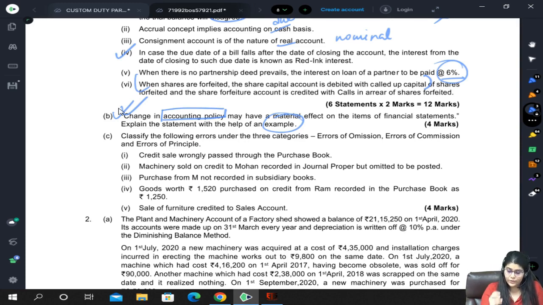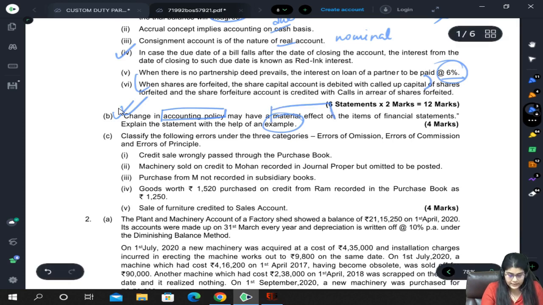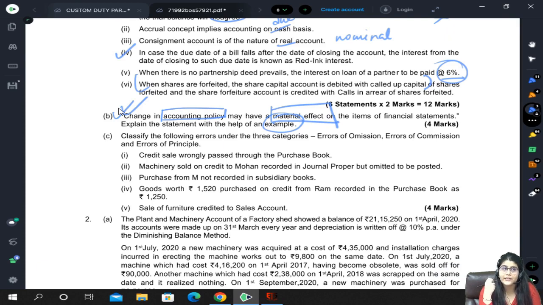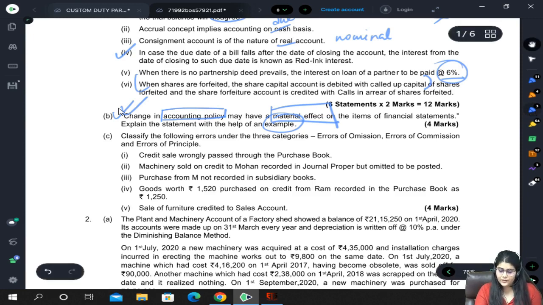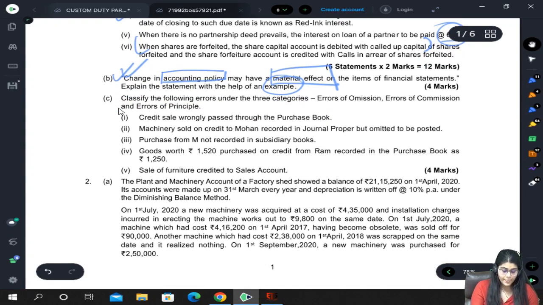And then what do we have to show? We have to show this material effect. How can you show that? You can say that material effect can only be decided once you quantify. Once you quantify something, only then will you be able to decide whether the effect is material or not. Okay? So this is a completely theoretical question.